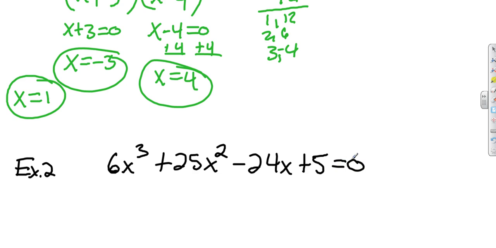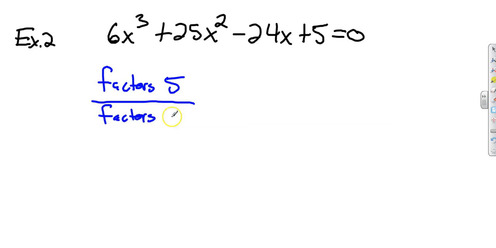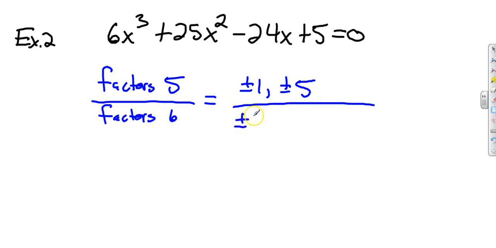I'm going to give you one where the first term wasn't 1, that you had to go back and do some division on, just to make sure you had it there. For this one, it's the factors of 5 divided by the factors of 6. Okay, for 6, we've got a few more options. It's either 1 times 6 or it's 2 times 3.